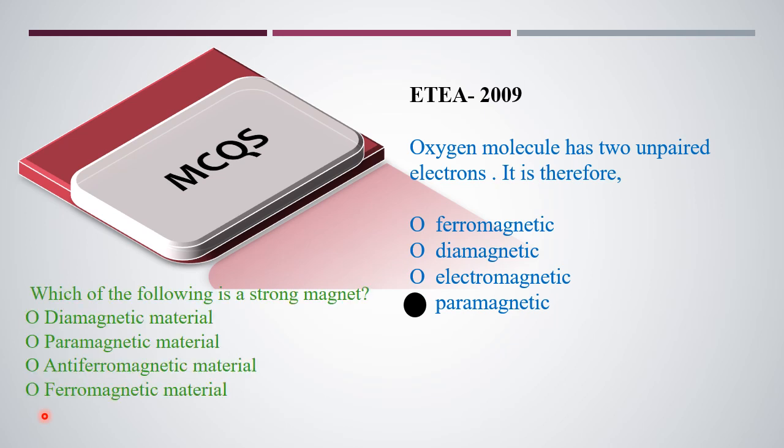Now let's do the second one. Which of the following is a strong magnet? Diamagnetic material, paramagnetic material, antiferromagnetic material or ferromagnetic material? And yes, we know that ferromagnetic materials behave as tiny magnets. So the correct option is ferromagnetic materials.